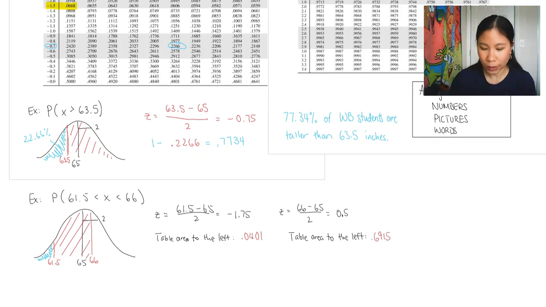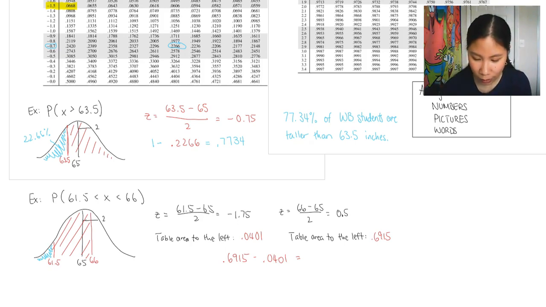Looking at our shading, the area to the left for the negative 1.75 z-score is this blue area that I colored in over here, but the 0.6915 is everything to the left of 66. So if I want this middle portion without that blue section, all I have to do is take the area left of 66 and subtract out that blue area, and that'll give me the middle portion. So I take 0.6915 minus 0.0401, which should give me that middle section between 61.5 and 66.